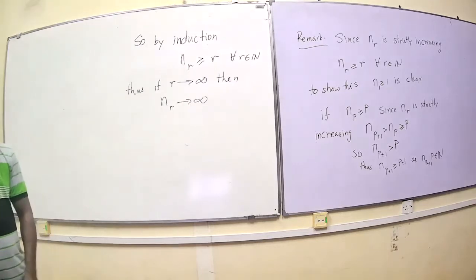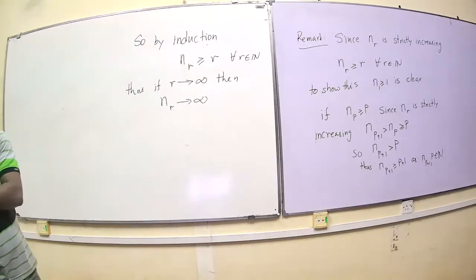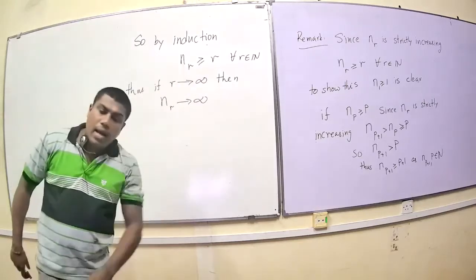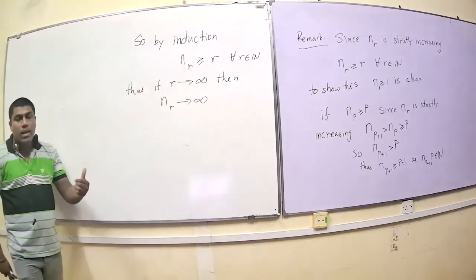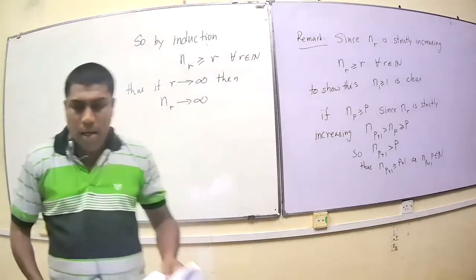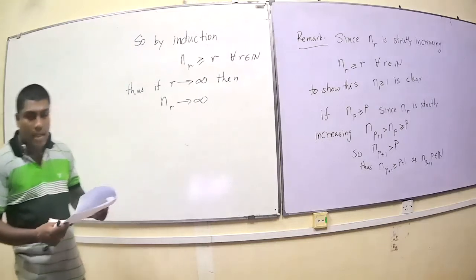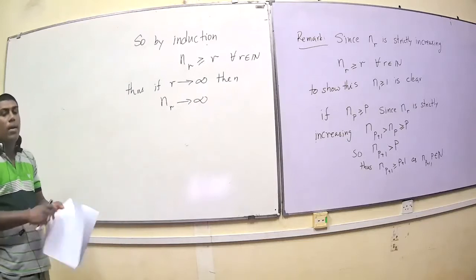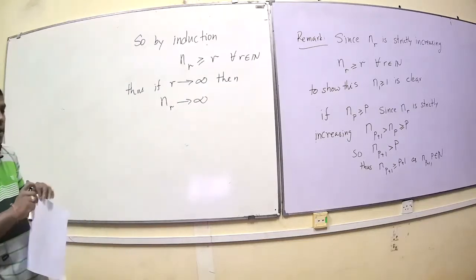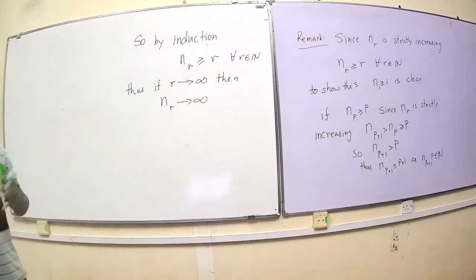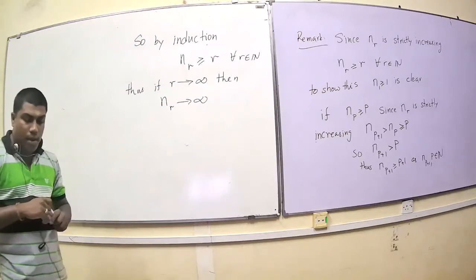So therefore by induction, for all natural numbers, n_r is greater or equal to r. So if r goes to infinity, then automatically n_r goes to infinity. So this says if you can take the limit of a sequence as n goes to infinity, you can always take the limit of the subsequence as well. Because the purpose of defining the subsequence is basically to understand the limit a little bit more. So that is why we use that.